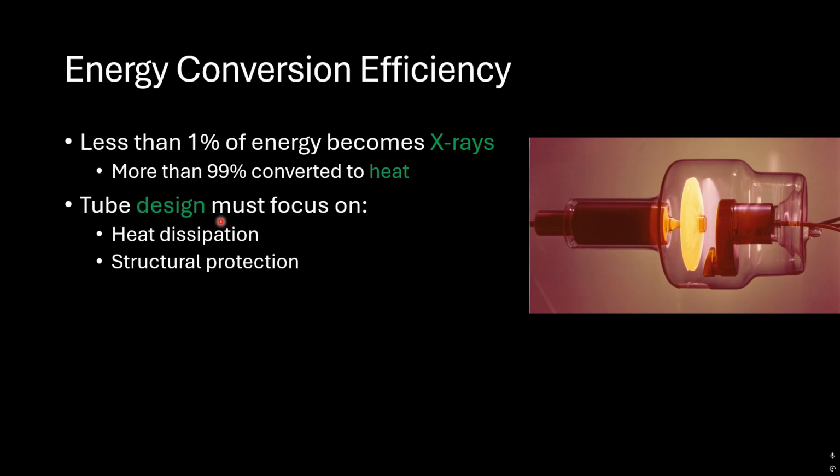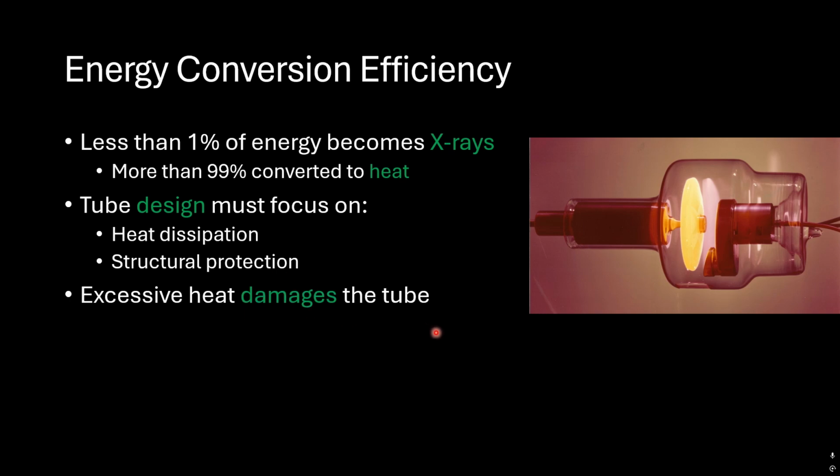Tube design must focus on heat dissipation and structural protection. So we need to find a technique in our design to dissipate the large heat that we produce on the anode side, and we need structural protection to protect the tube itself from any break and to protect from radiation, which we will talk about in this presentation.